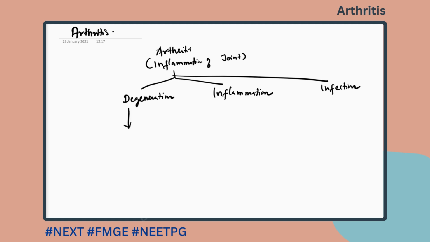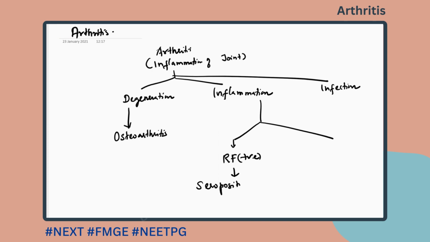The example for degenerative arthritis is osteoarthritis. Inflammatory arthritis is classified into two broad categories. If the patient has rheumatoid factor positive, he is called seropositive arthritis. If his rheumatoid factor is negative, then this condition is called seronegative arthritis.